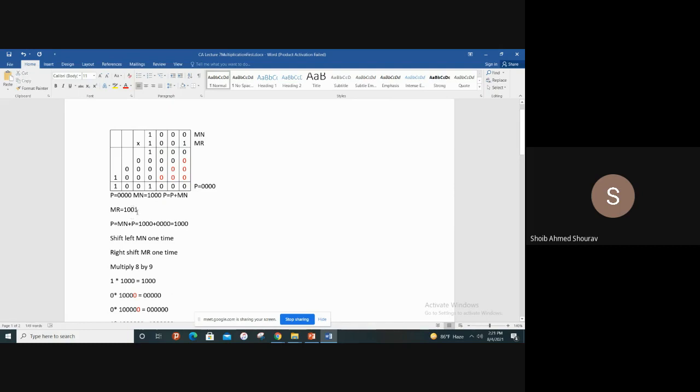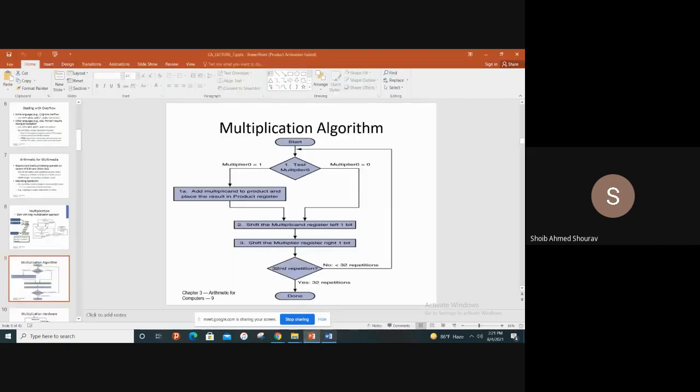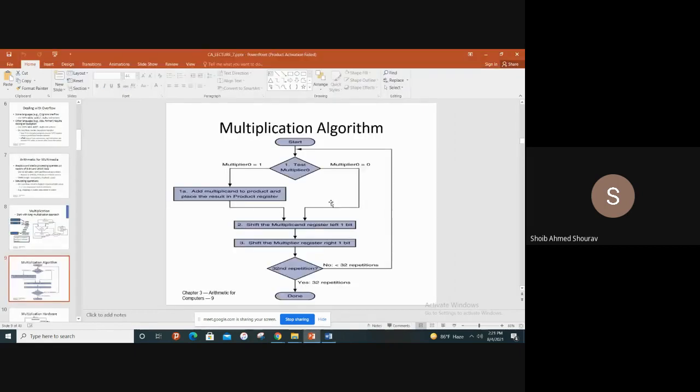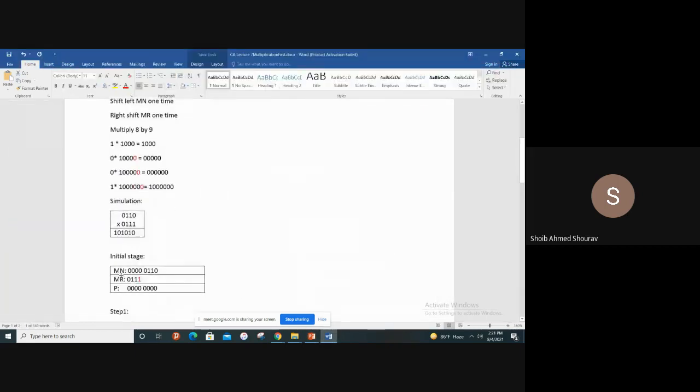Shift right means this value will go, and we are going to add a 0 at the left. This is shift right. Then the 0 number bit will be this bit. In the next iteration, it will be the 0 number bit, and in the next, it will be the 0 number bit. So this is how we are going to actually perform the multiplication. We have to shift left mn each time, shift right mr each time, and then add mn plus p to store on p if the 0 number bit of mr is 1. So this is the algorithm and this is the simulation we are going to see.